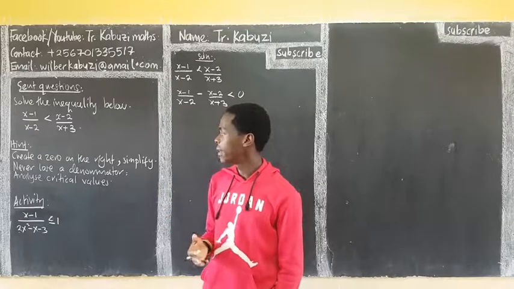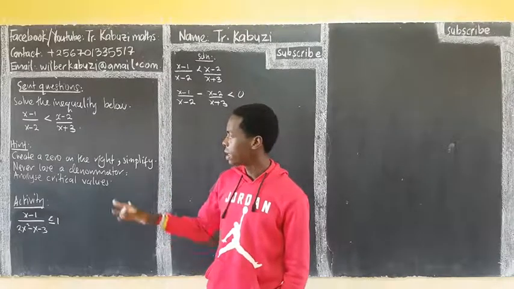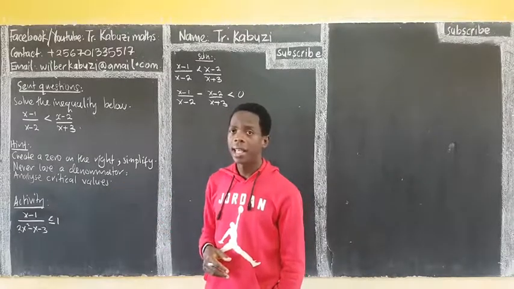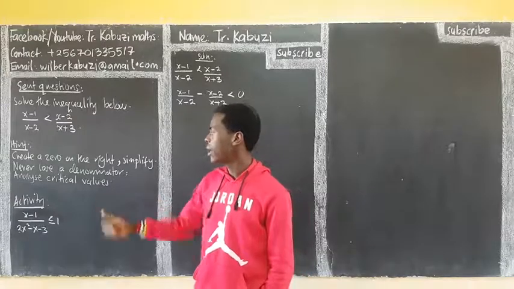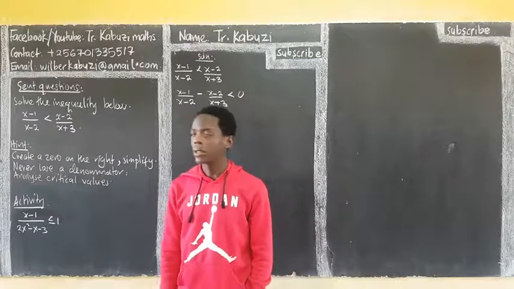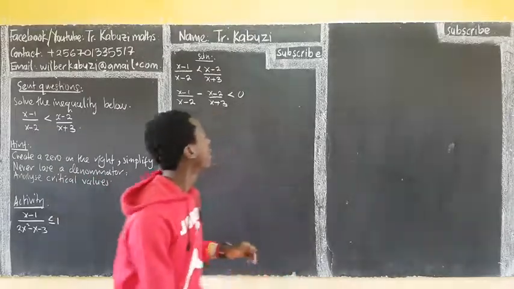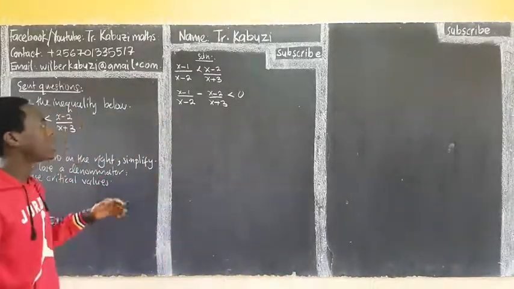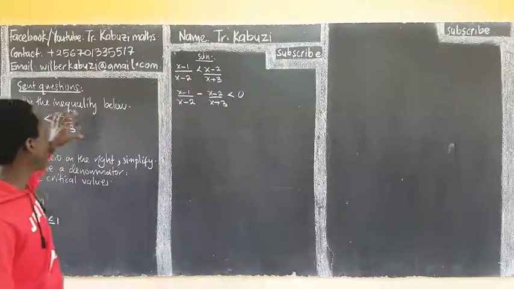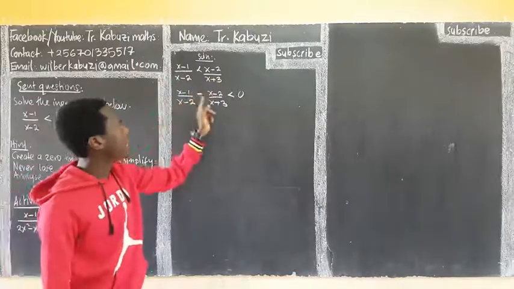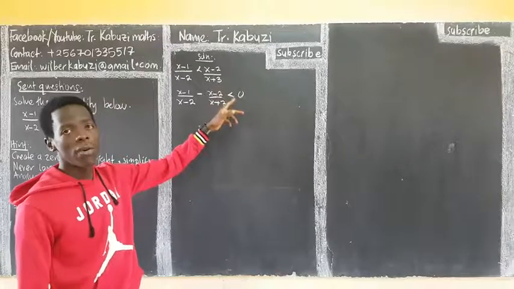Then one of the very important things to note, we don't lose the denominator. Then after that, we analyze the critical values. So when I do this, you try this one as your exercise. Okay. So here the first thing is to create a 0 on the right. You see this where I have, when I take it this side, I've now created the 0 on the right.